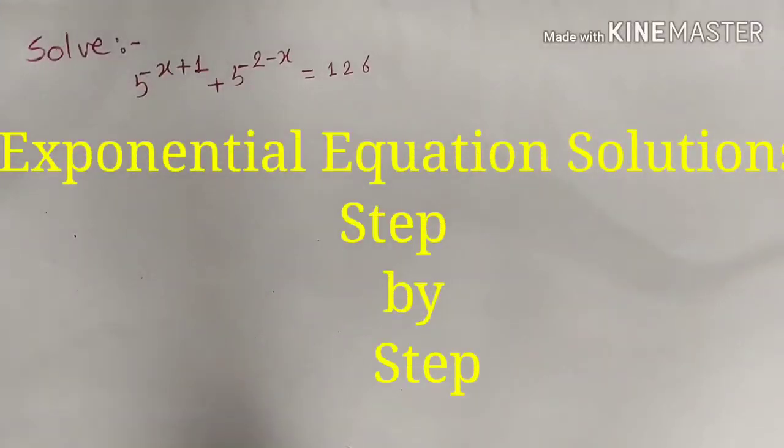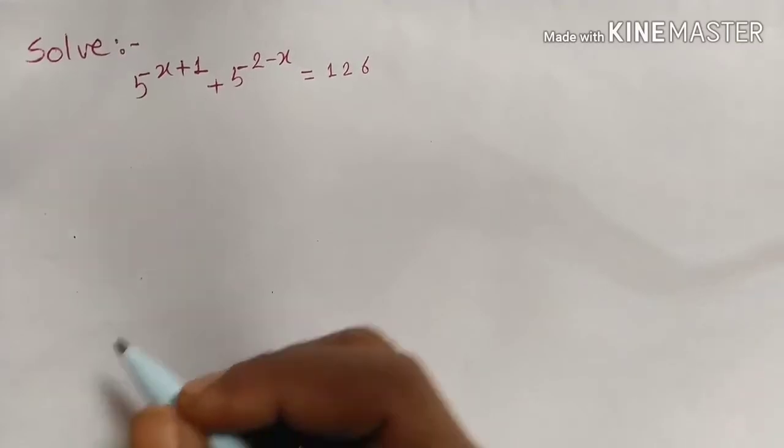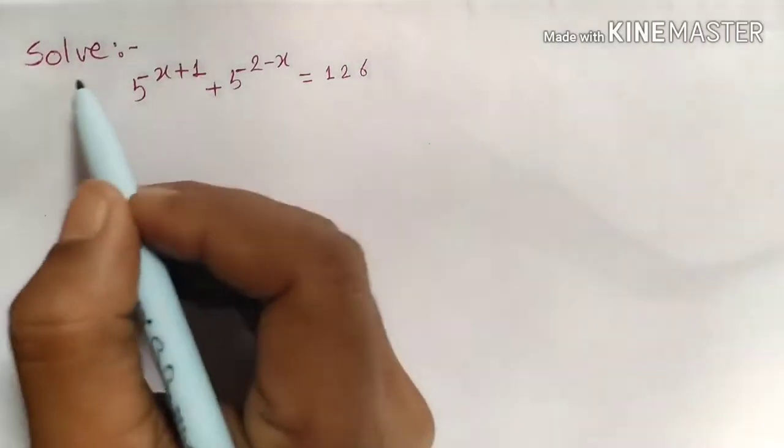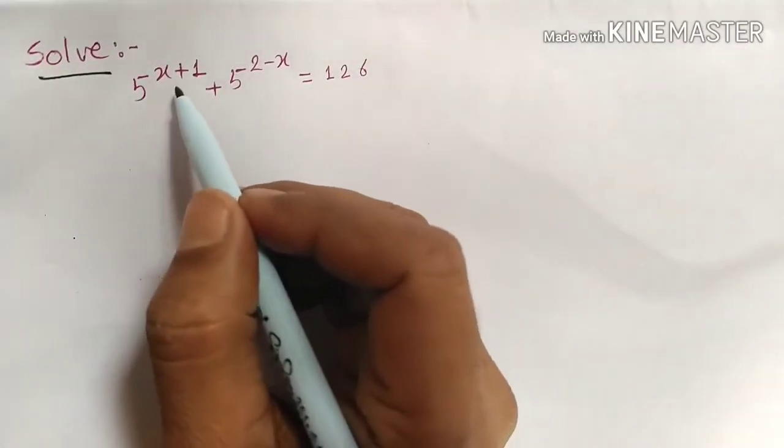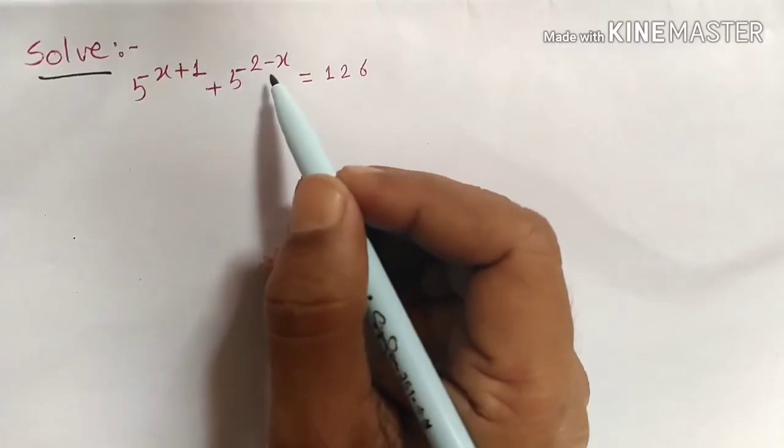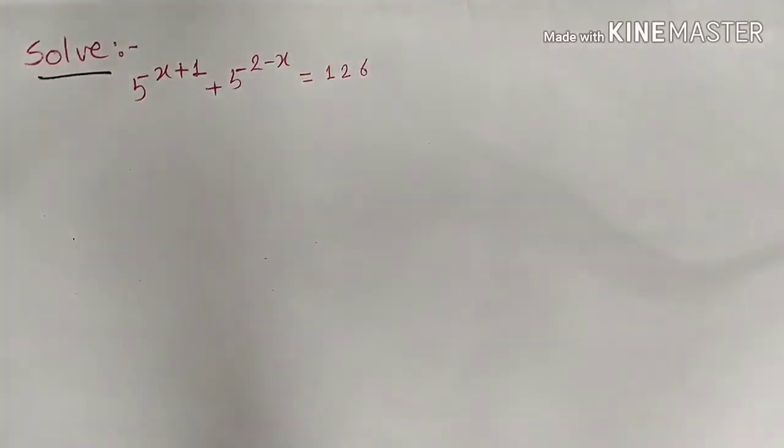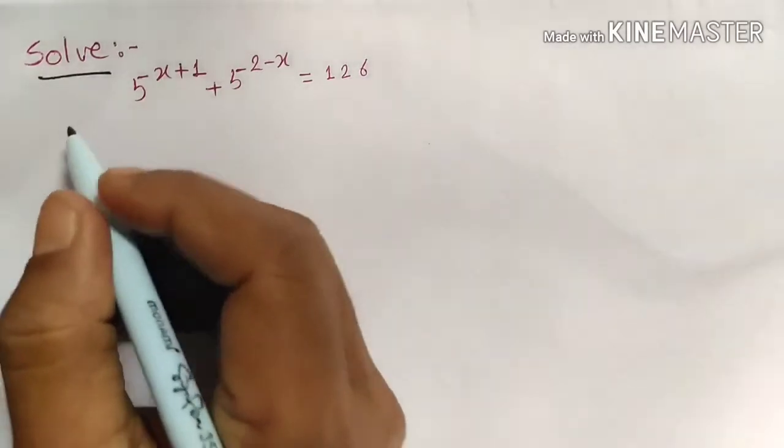Hello students, today I'm going to do a question which I have taken from the algebra of class 10, and the question is given as: solve 5 to the power x plus 1 plus 5 to the power 2x minus 1 is equal to 126.